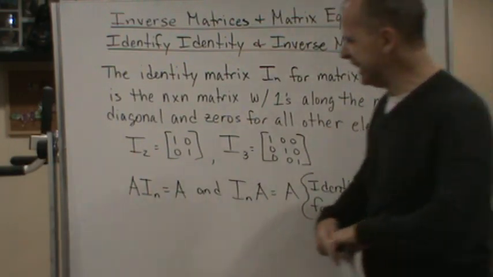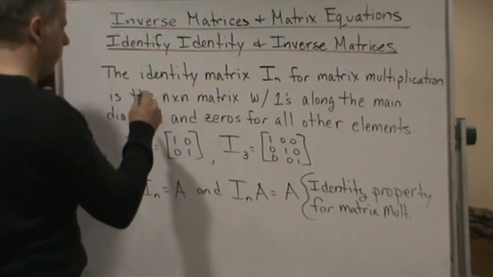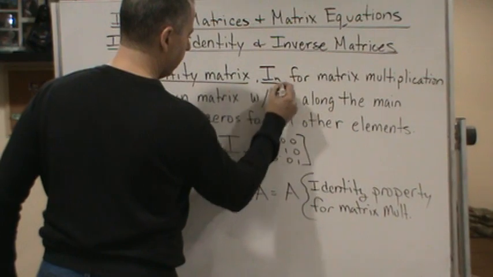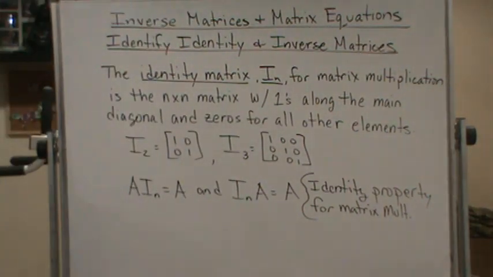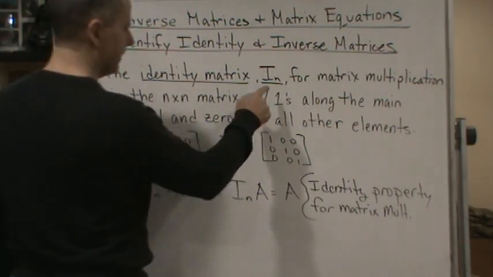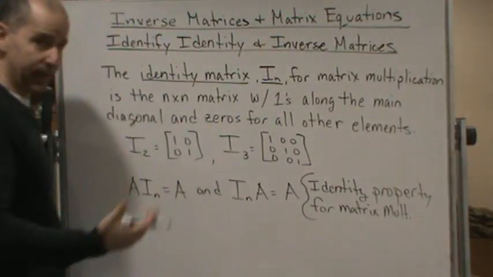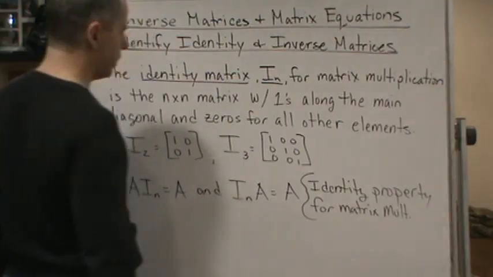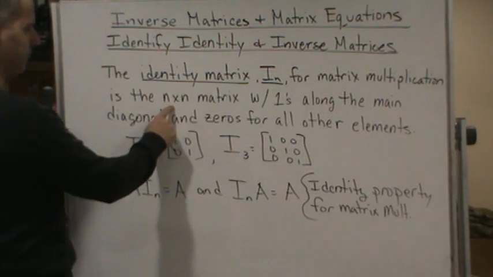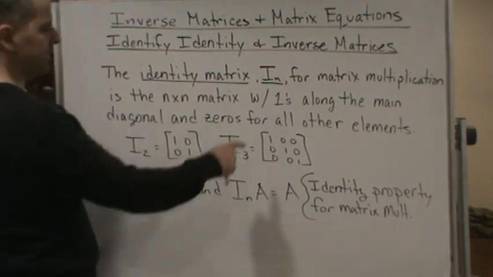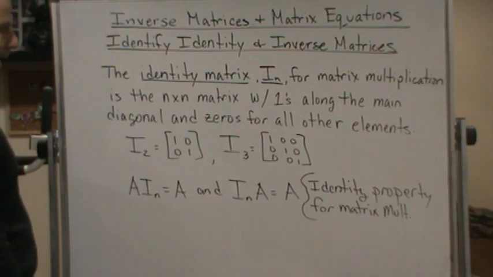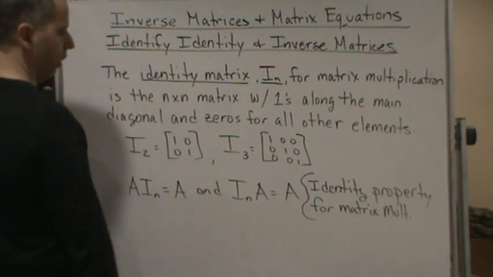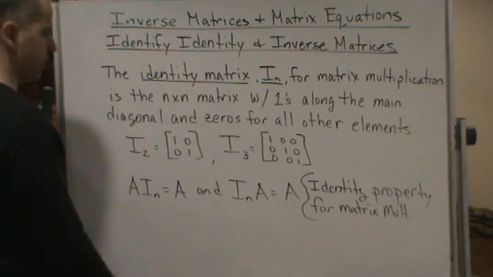So the identity matrix, denoted I sub n, where n is the dimension of the matrix, like an n by n matrix. The identity matrix I sub n for matrix multiplication is the n by n matrix that has ones along the main diagonal, and all the other entries or elements of the matrix are zeros.